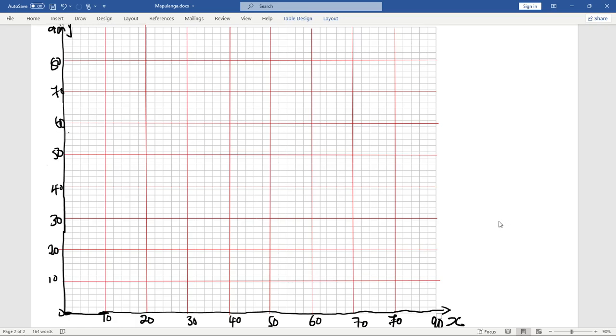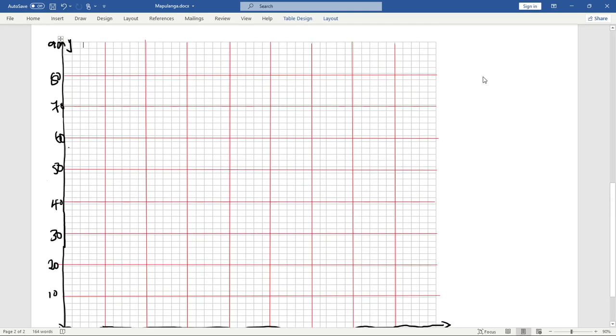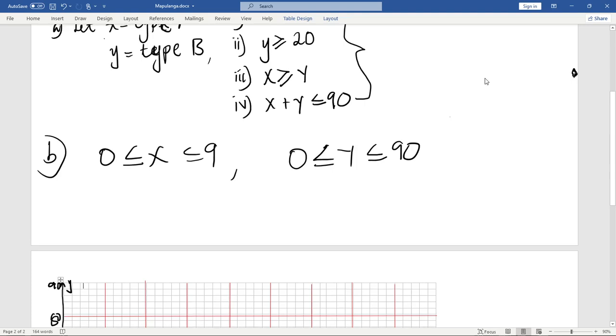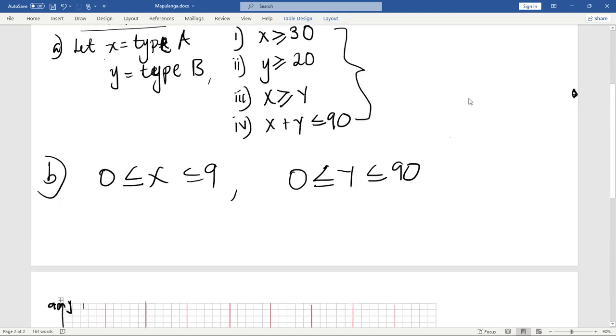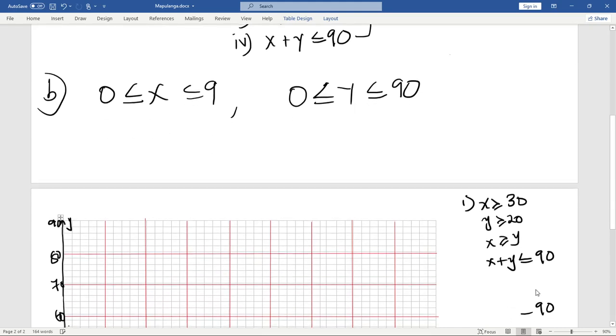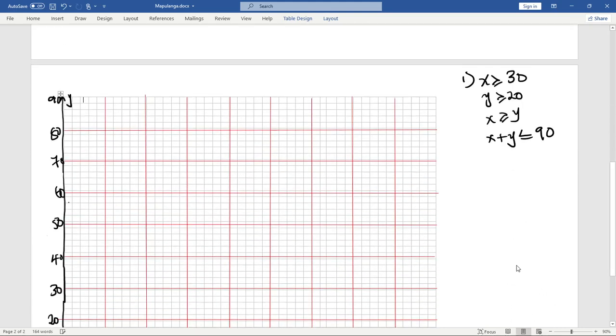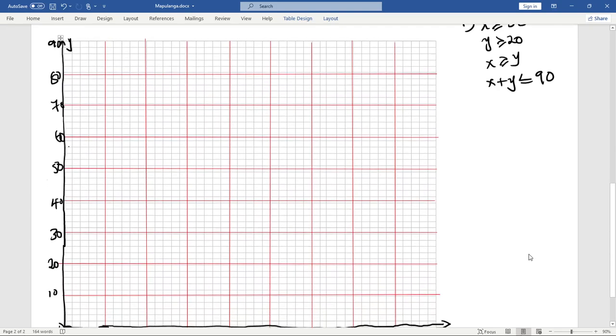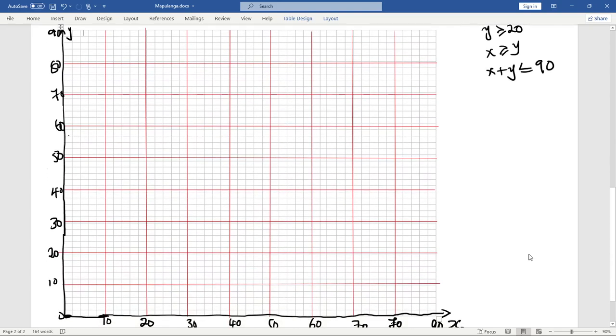So I'll just write again the inequalities that we have here so that we can try to solve them together. So here we have the first inequality, x is greater than or equal to 30. Then we have y greater than or equal to 20. Then we have x is greater than or equal to y. Then x plus y is less than or equal to 90, like this. Alright, this should be it now.